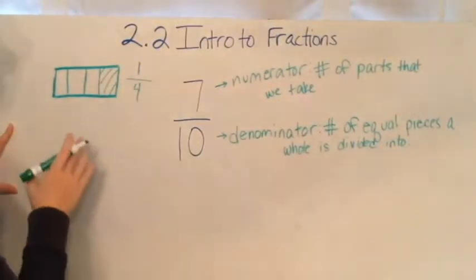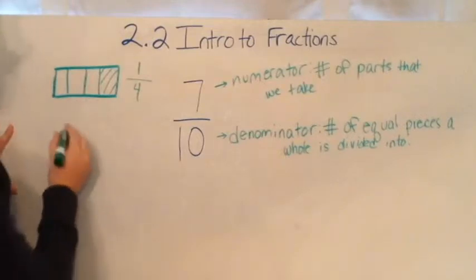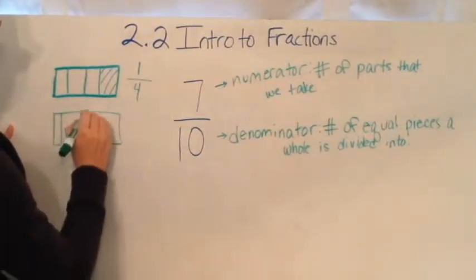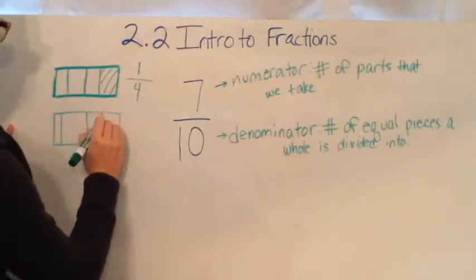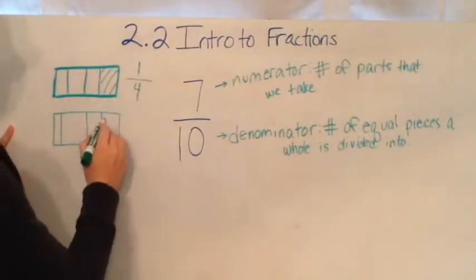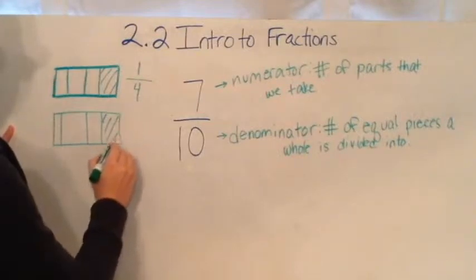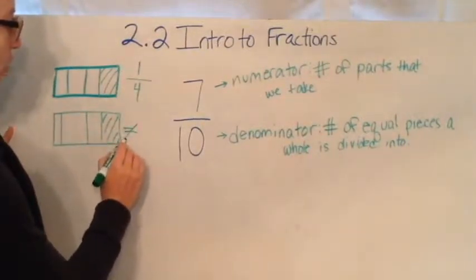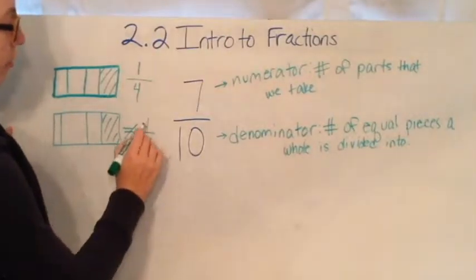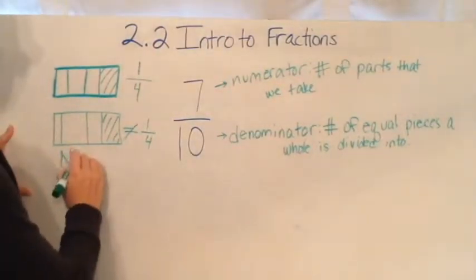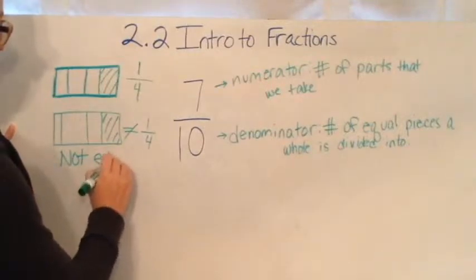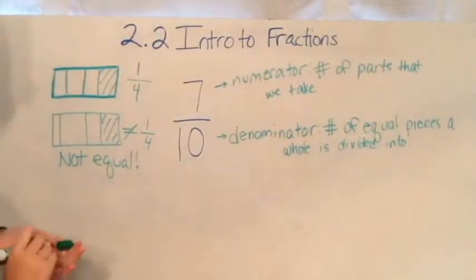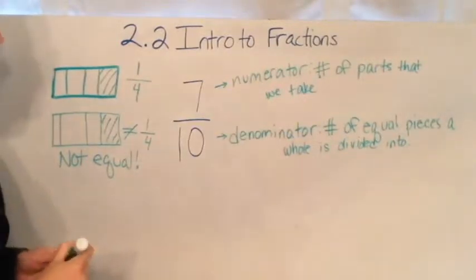An example to show why this is important is something like this. If I cut it up like this and take one of them, I'm not looking at equal pieces, so we cannot call this a fraction of 1/4 because they're not equal. Okay? So it's important to know that we're talking about equal pieces.